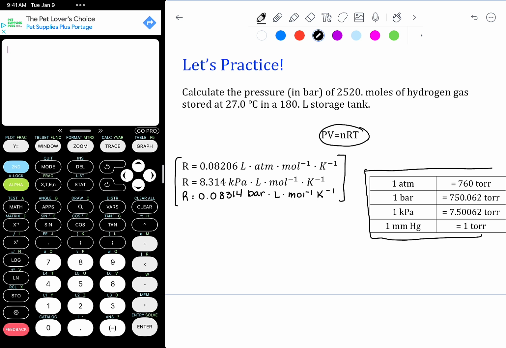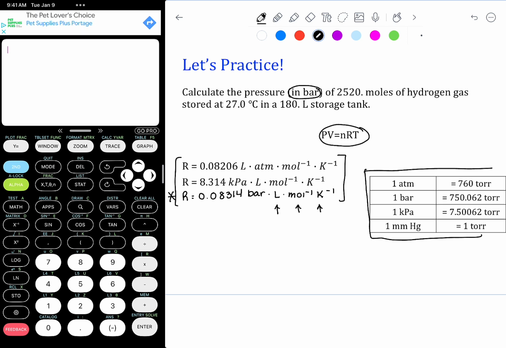Well, we want to calculate the pressure in this problem in bar, and we have an R value that's already in bar. So if I use R that has a unit of bar already in it, as long as the units of my other variables are the same as that R value, so liters, moles, and Kelvin, those units will cancel out appropriately and we will be left with a pressure in bar and we wouldn't have to do any conversions. Now, if you wanted to practice your conversions, you are more than welcome to go with any R value that you feel comfortable with, and then get the pressure in that unit and then convert to bar.